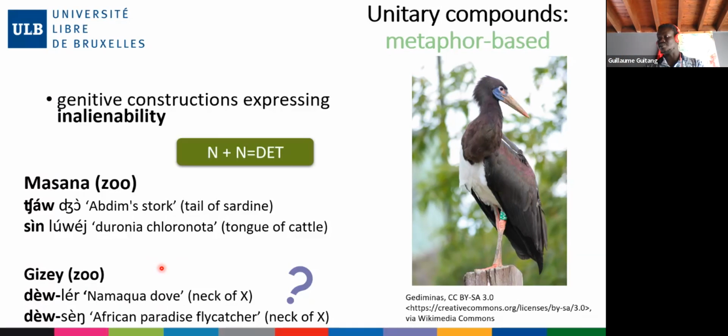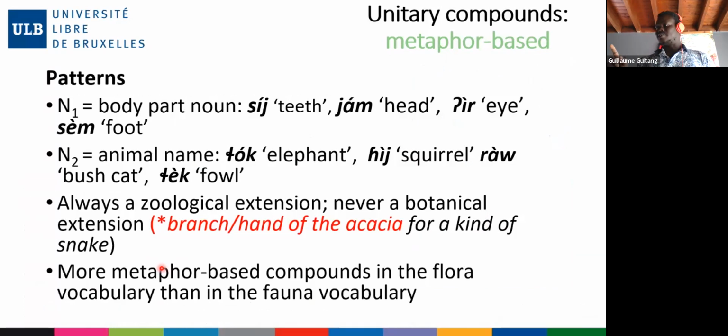So the patterns of the metaphor-based constructions expressing inalienability that I've shown so far, you always have an N1, which is a body part, as I pointed out: teeth, head, eye, foot. And then you have an N2, which is the name of an animal: elephant, squirrel, bush cat, fowl, etc. So it is always a zoological extension, never a botanical one. So for example, you can't find things like the branch or the hand of the acacia to refer to a kind of snake. No, you don't find such things. And it is already interesting in itself that it is always an animal, a zoological projection that is done.